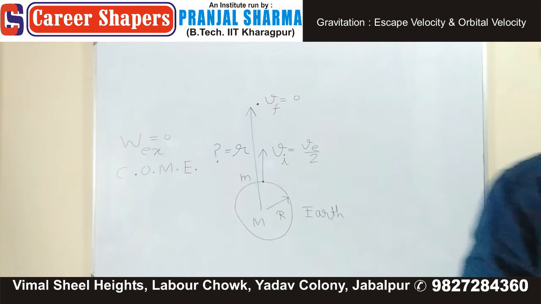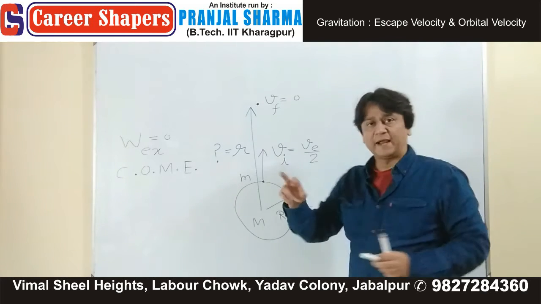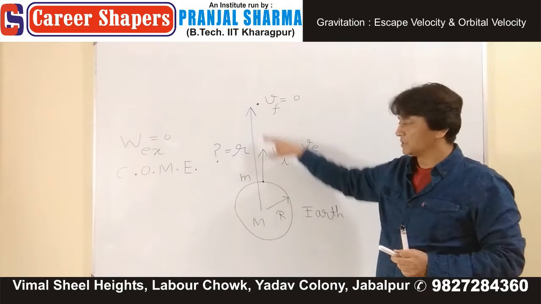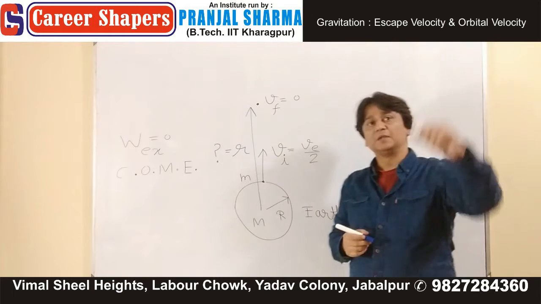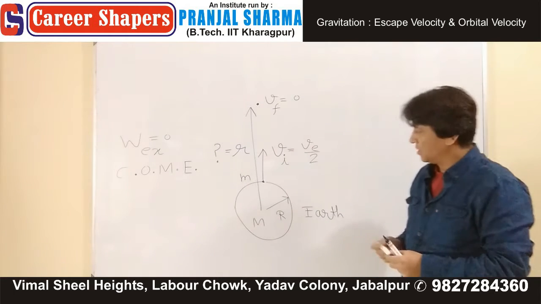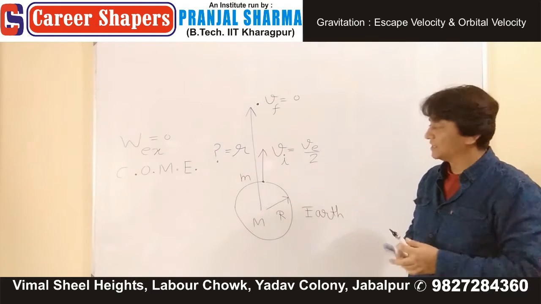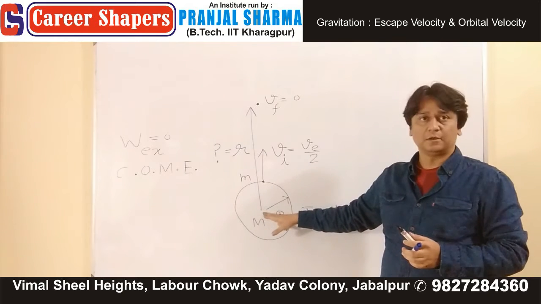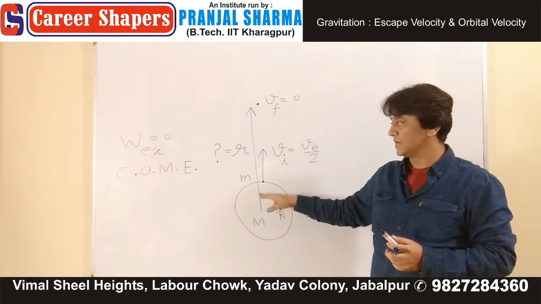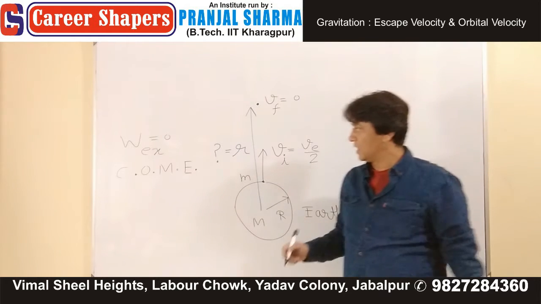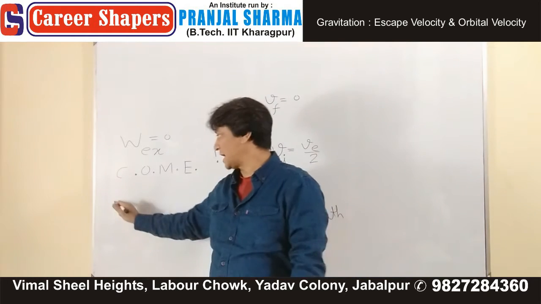The common thing is people take height h from the surface and then they answer h only. But if you look at the question, I'm asking distance from the center. So it's better you take distance r from the center, and then use COME. What is kinetic energy?